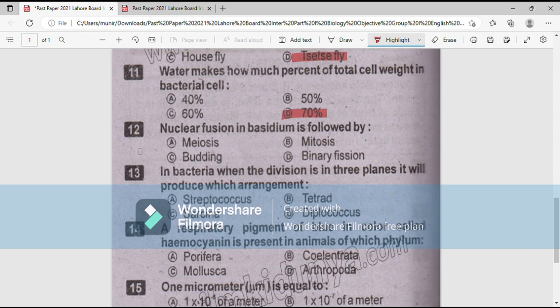The 12th MCQ is: nuclear fusion in the basidium is followed by what? Nuclear fusion is followed by meiosis, and then the basidiospores will be formed. You know that basidium is a simple fungus. So in this fungus, after nuclear fusion, the next step is meiosis.